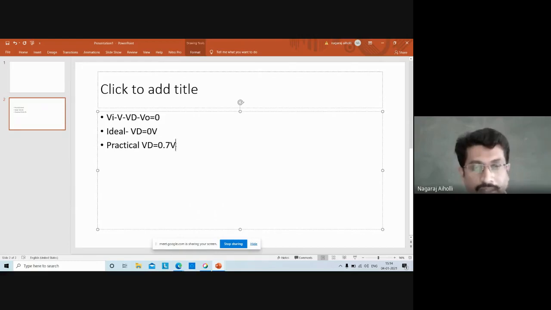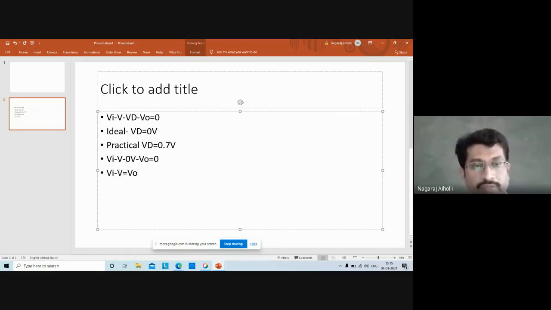Fine. Now in the above equation, suppose we assume the diode as ideal, then the equation will be VI minus V minus VD, where VD is 0 volts, minus V naught equal to 0. What we'll get is VI minus V is equal to V naught. The equation for the output voltage will be VI minus V.